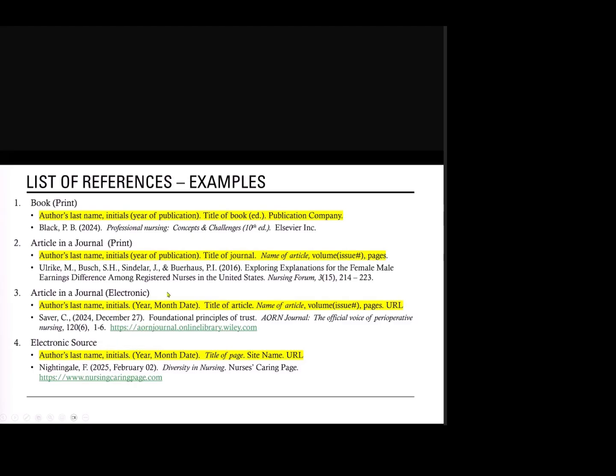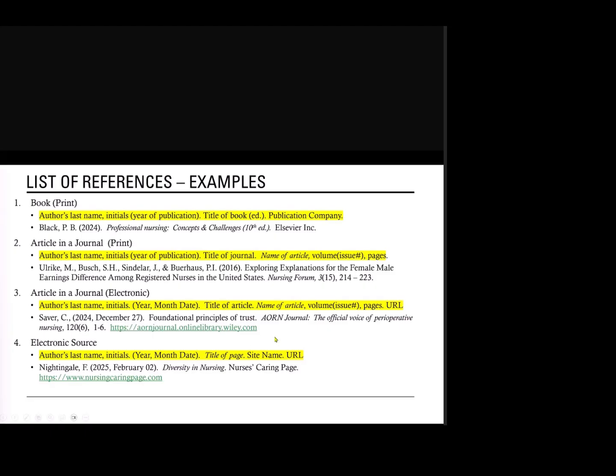Here is an example of articles that you find in an electronic journal. Again, man, I did this late at night. That's why I see a couple of mistakes here. I apologize, but I'll correct this. Again, it's the author's last name, followed by a comma, the first initial, followed by a period and a comma, and then you have the year of the journal, the month and the date, the title of the article, in this case Foundational Principles of Trust, the name of the journal, the AORN Journal, the official voice of perioperative nursing. It is volume 120, issue 6, pages 1 through 6. And this is where you provide the URL, where you retrieved that journal.